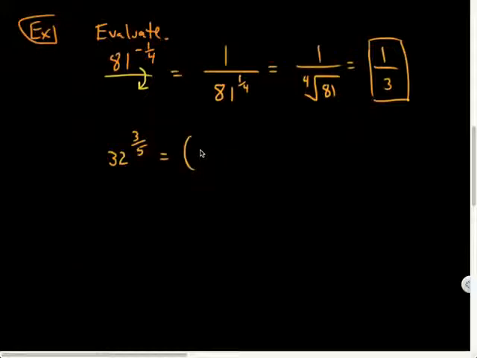Well, I could rewrite this just using my properties of exponents. This is the same as 32 to the 1/5 all cubed. Would you guys agree? Right, because if I multiply 3 times 1/5, I would get 3/5. And Joey, you were saying something about the 1/5. What does that become?